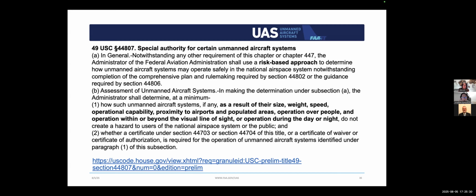What a lot of people are doing for 137 type of operations is that your operations pretty much, there's a couple main types of exemptions.